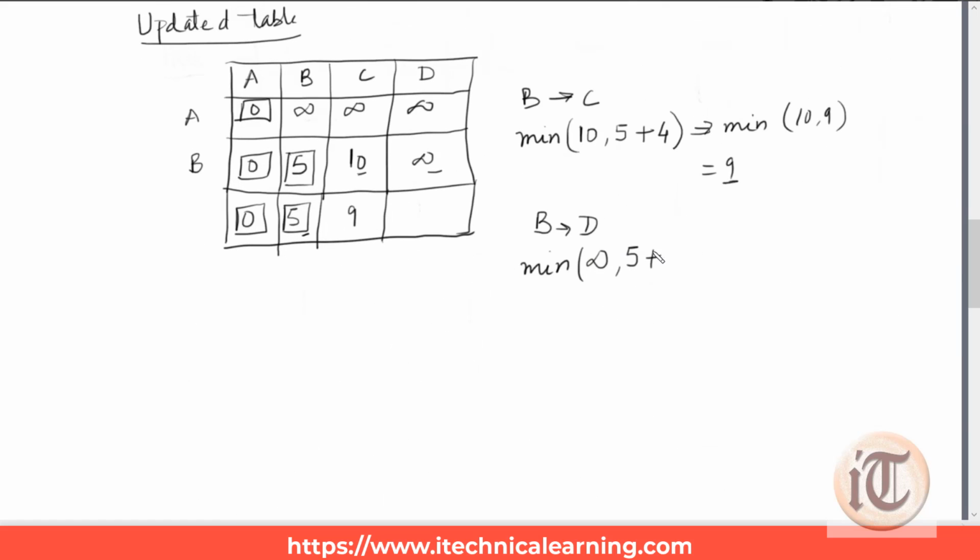Okay, so we'll take the value 11. So we'll have to find out the min of infinity, comma, 5 plus 11, 16. So between infinity and 16, 16 is the minimum. So we'll update this value by 16. Okay. Now check for the smallest value among the remaining unmarked values. The unmarked values are 9 and 16, and we have to mark the smallest value as permanent. So we'll mark 9 as permanent.